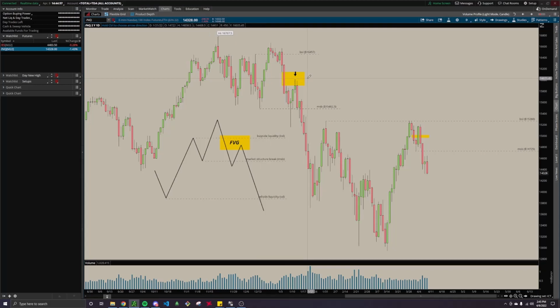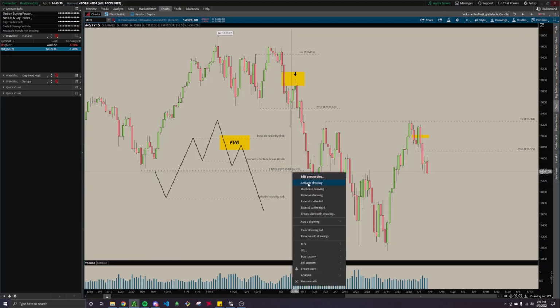Now where you actually enter can be done more precisely on the lower time frames, which I'll get into. But then it tags this fair value gap and then proceeds lower, and your target could be something like these lows here, the previous swing lows, if you're looking at this particular time frame.